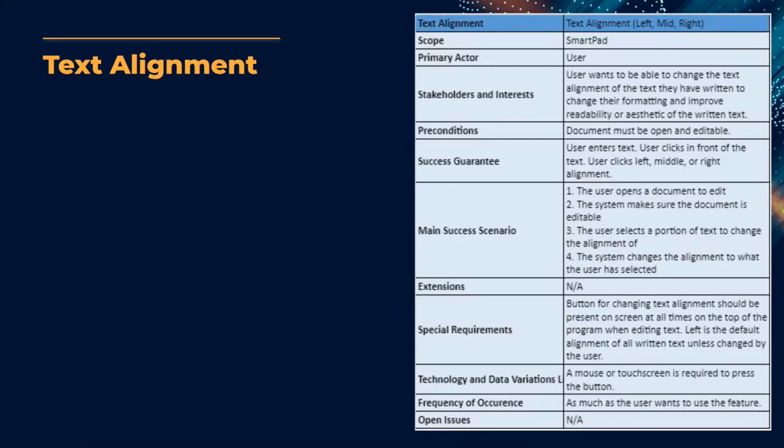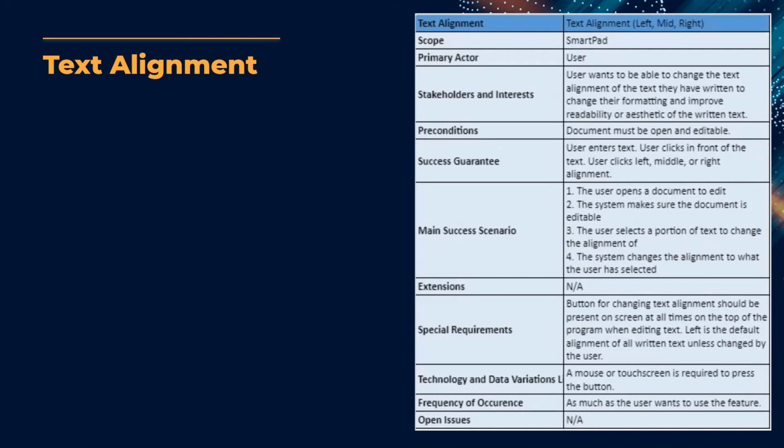Success guarantee is the user enters text, user clicks in front of the text, and then clicks left, middle, or right alignment. The main success scenario is the user opens a document to edit. The system makes sure the document is editable. The user selects a portion of the text to change the alignment of, and the system changes the alignment to what the user has selected. There are no extensions for this use case.